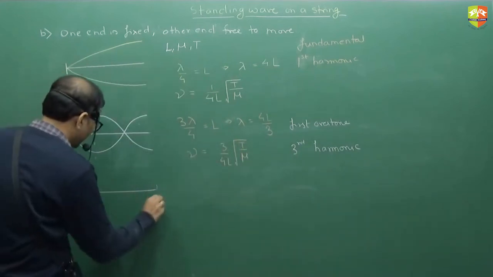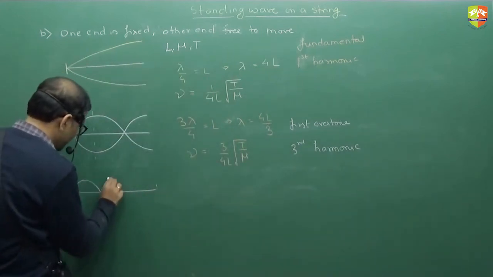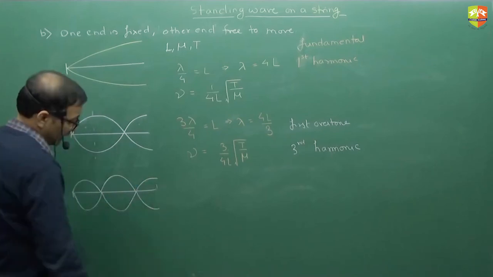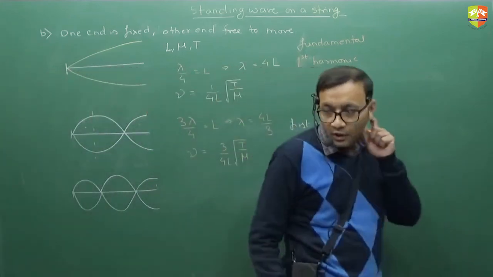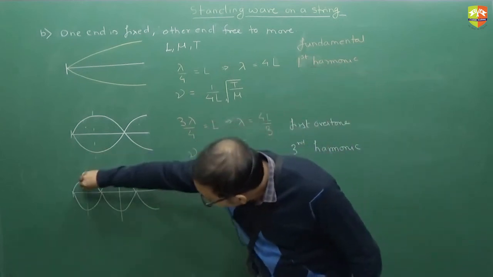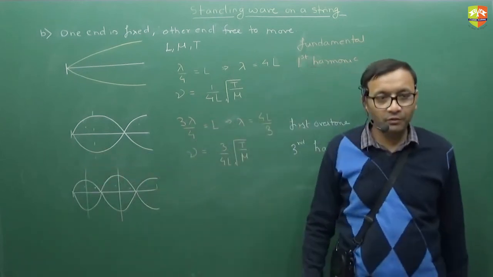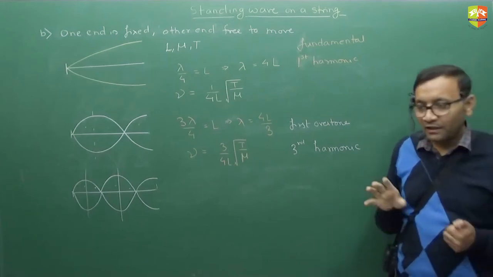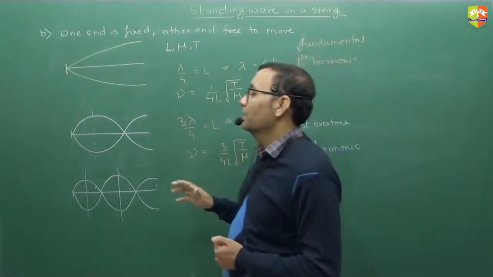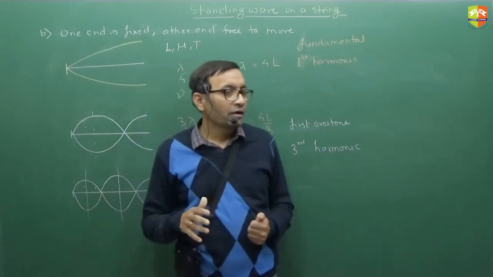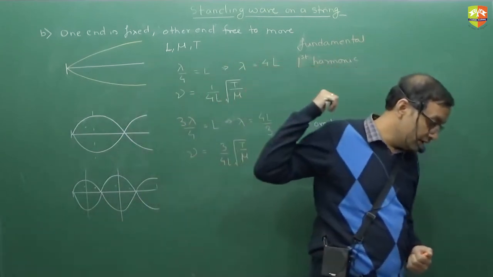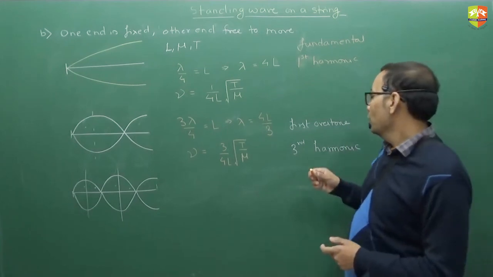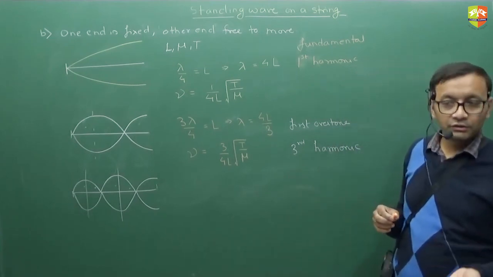So the next situation will be something like this. There will be two loops like that. So you can divide into 5 equal parts, 1, 2, 3, 4, 5, lambda by 4 is equal to L. Okay? So please write down, even harmonics don't exist in this case. Understood?